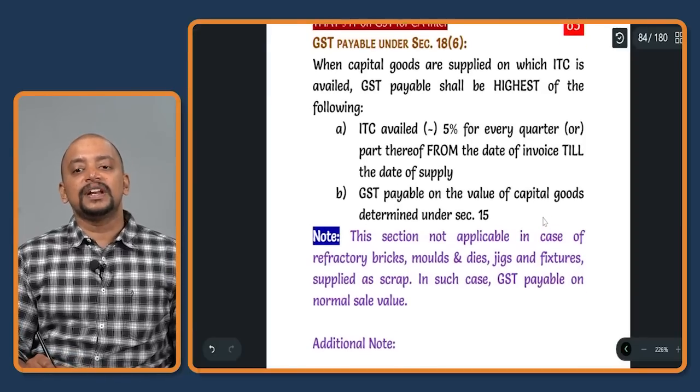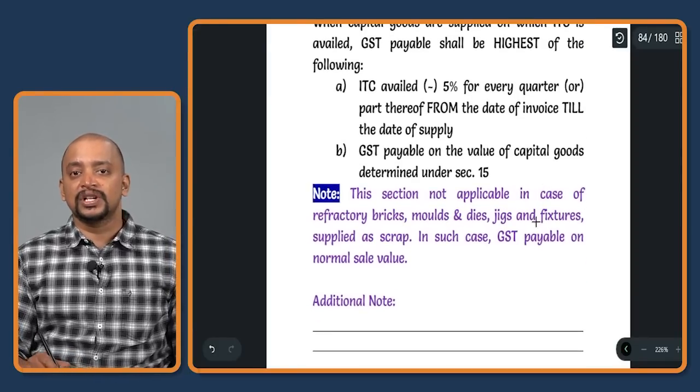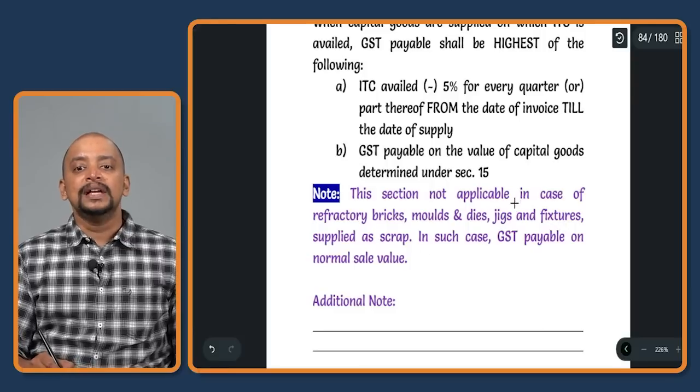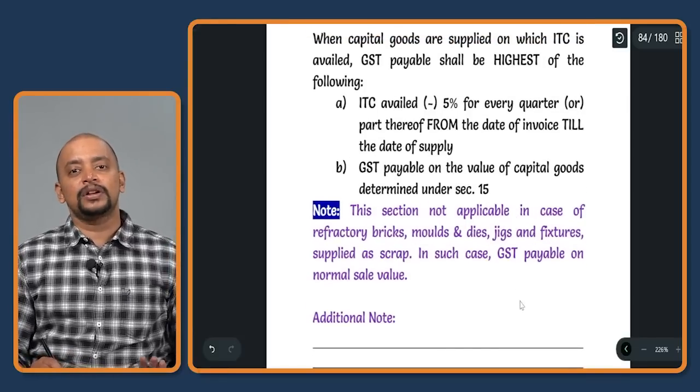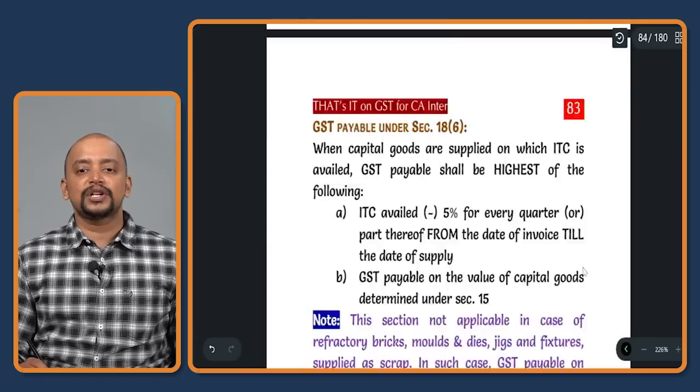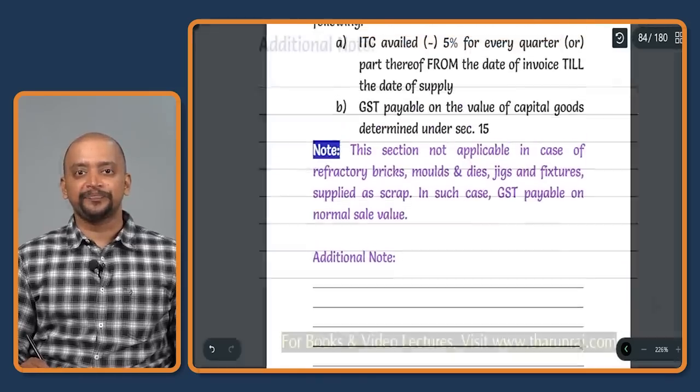Whereas in case of refractory bricks, molds and dies, jigs and fixtures which are sold as scrap, the 'whichever is higher' rule is not applicable, only B, that is GST payable on sale value. This is with respect to input tax credit.